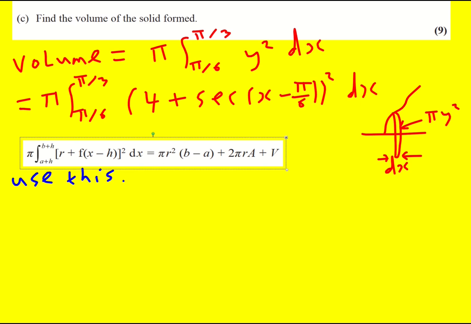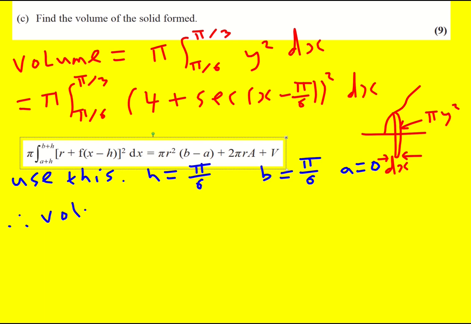We can see that I've got pi over 3 and pi over 6. So we need to think about what h is, but remember we have it. We have that h is pi over 6. So I've got a minus part here, and that means that b is going to be pi over 3 minus h, so it's going to be pi over 6. And then a plus h is pi over 6, so a is going to equal 0.